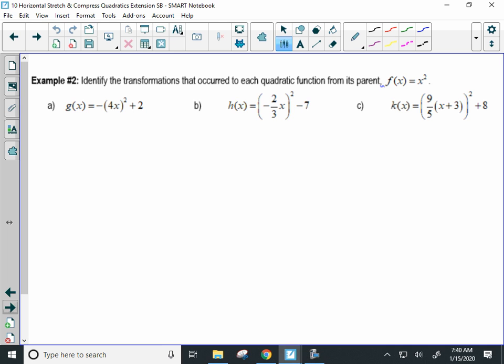So when I start on the left here, I see a negative in front of the whole equation. That means that my graph reflected over the x-axis. That's the first transformation. The second in A, there is a 4 inside the parentheses.